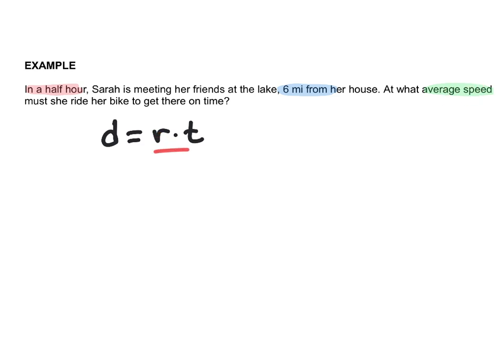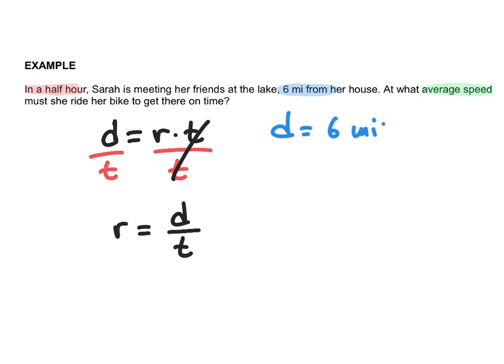Now, I can divide both sides of this equation by t. So I end up getting that r is equal to d over t. Now I can substitute the values, like our distance. In this case, distance is equal to 6 miles, and I know that our time is equal to half hour, which is 0.5 hours. We're trying to figure out at what average speed must she ride her bike to get there on time.